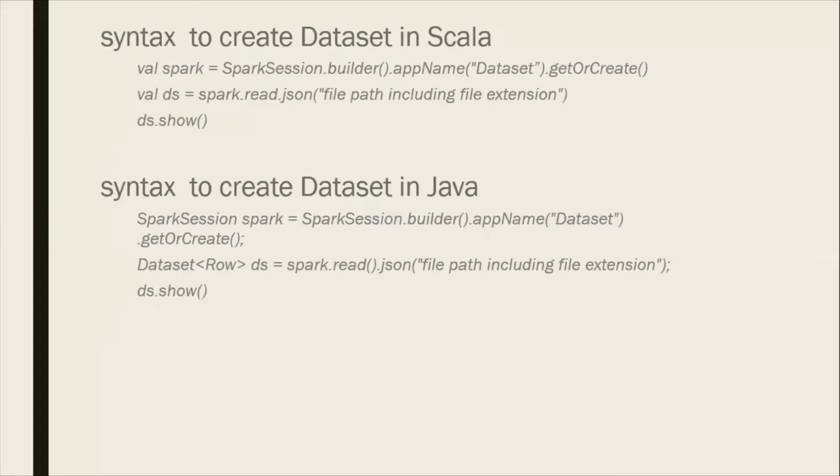Okay, let's see how to create a Dataset in Scala and Java. In Scala, we have to create the SparkSession builder, and we have to read the file. The show function is available in Dataset, and it will show the data in the Dataset, in the same way we see data in a table in a relational database, with column names and so on. We can see it similarly, and in Java also it's similar.